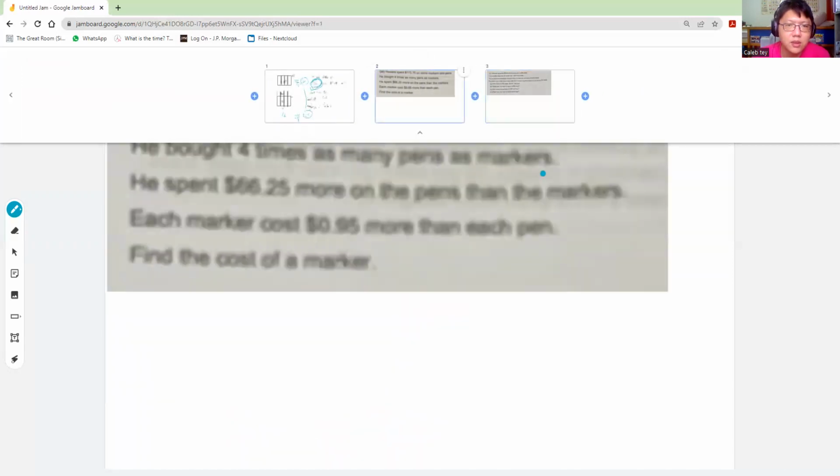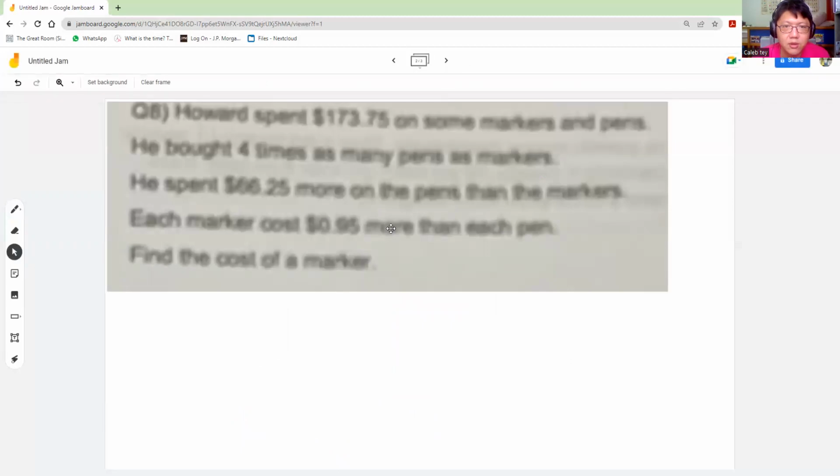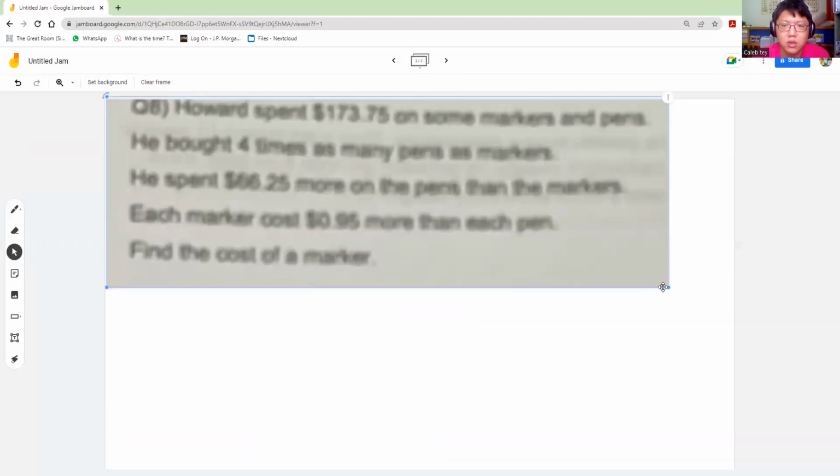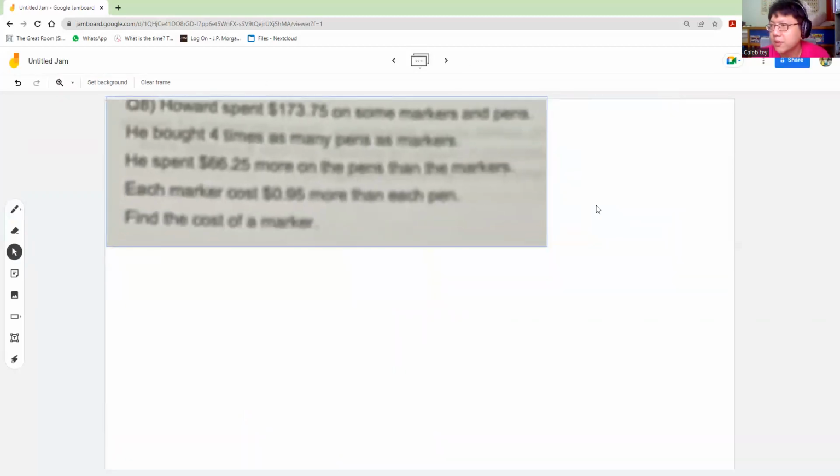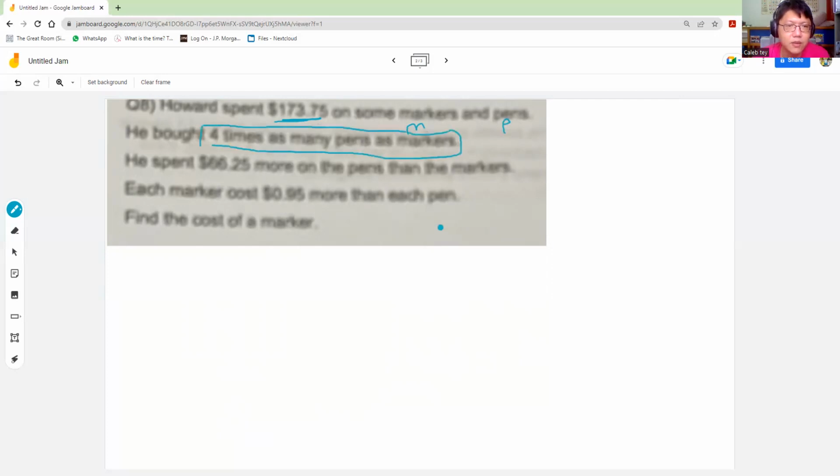Let's go for this one. The words are a bit blur because the camera quality I had was not too good, but you have the paper, so you can just refer to that. Howard spent 173.75 on some markers and pens. So he spent that amount of money on some markers and some pens. He bought 4 times as many pens as markers. And he spent how much more on pens than markers?